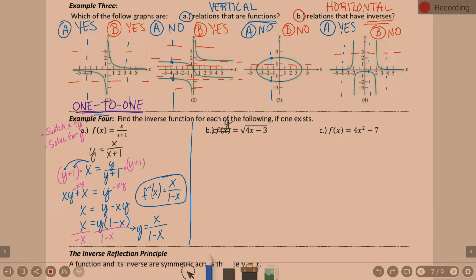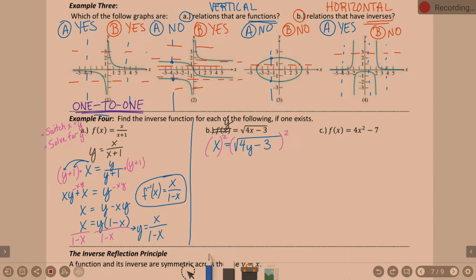So instead of y equals, I'm going to have x equals. Instead of the square root of 4x minus 3, the square root of 4y minus 3. Now I'm ready to talk about how to solve for y. Now I will square it. In order to get rid of a square root, you square that side. If you square that side, you square the other side.